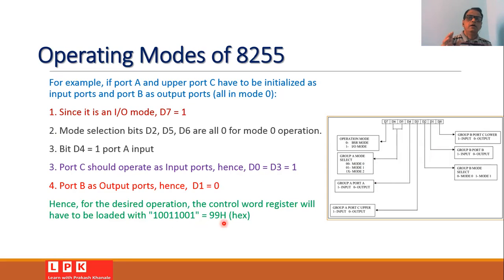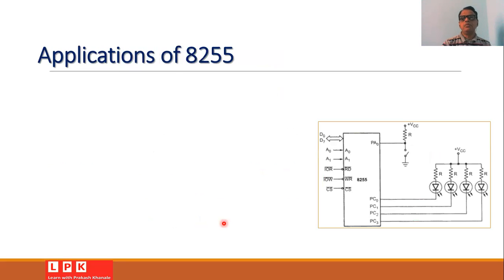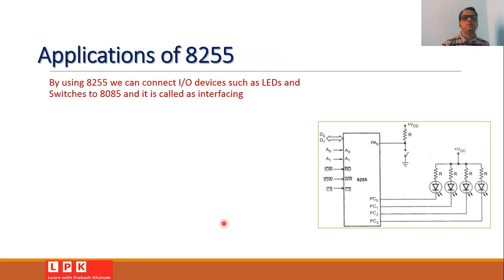That is, whenever you want to use ports A and C as input ports and port B as an output port, then in that case you need to set the control word as 99 hexadecimal for this IC 8255. IC 8255 is a very useful IC, as I told you, and through this IC we can interface many IO devices such as light emitting diodes, switches, or LED display devices to the microprocessor 8085.